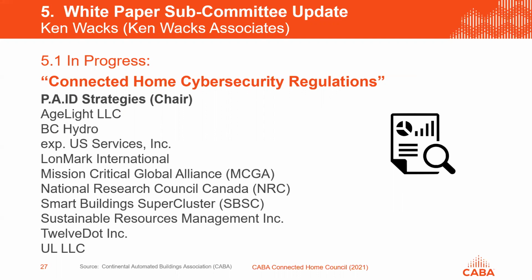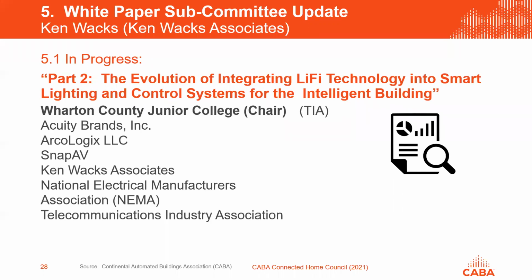Next, we have part 2 of the evolution of integrated Li-Fi technology into smart lighting and control systems for the intelligent building and connected home. Li-Fi is like Wi-Fi without using RF. It uses modulated light signals. The modulation is not visible to the human eye, so it simply looks like there is a light on in the room, and devices with the appropriate receivers can decode the signal embedded in the light and pick up the signal.